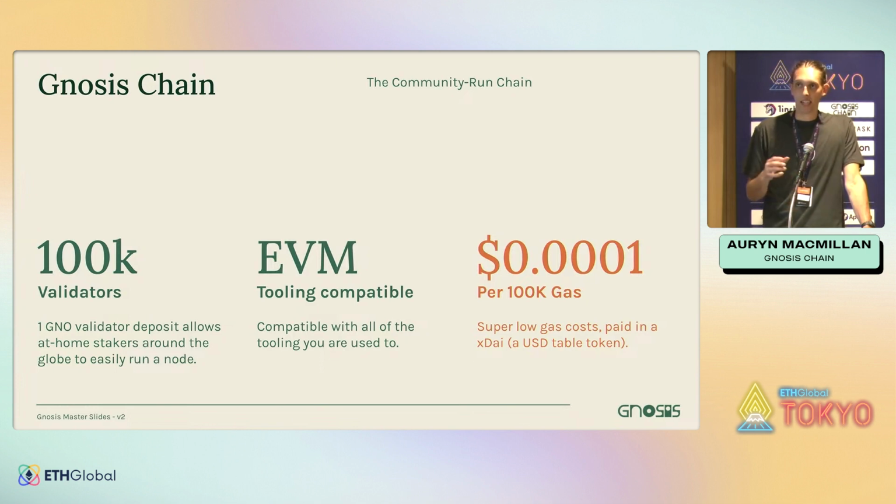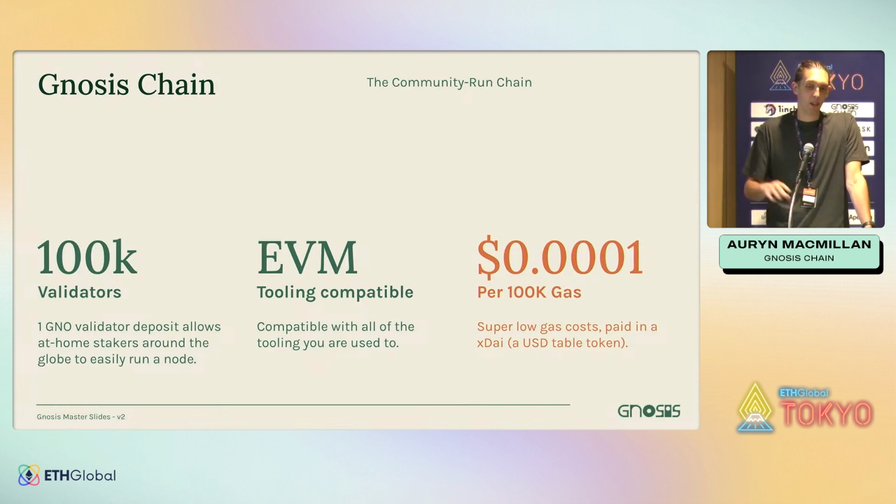So it's really intended to open up at-home staking to a much larger audience of users on really low-end hardware with very low stakes, and as a result, we've had an incredible response from the community. More than 100,000 validators up and running. It's tooling compatible with everything that you already use to write smart contracts for Ethereum mainnet, and the price of transactions is super low. The native token on the network is DAI, or DAI bridged over to Gnosis Chain, so XDAI. And 100K gas is a fraction of a cent.